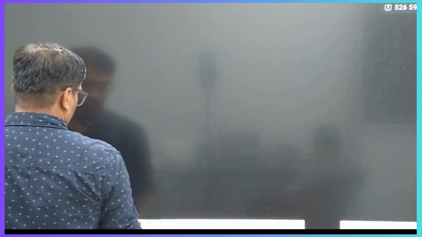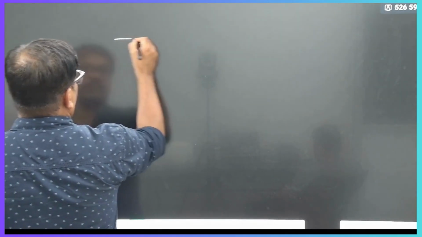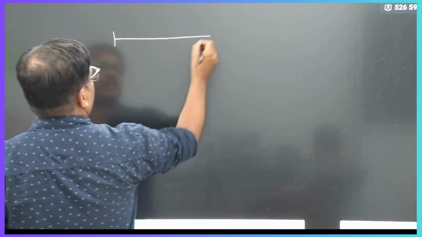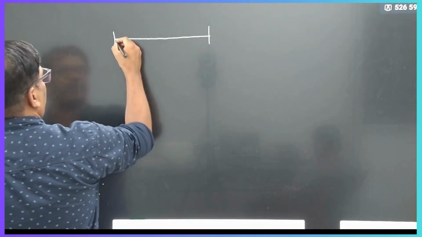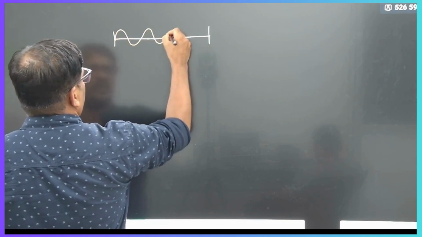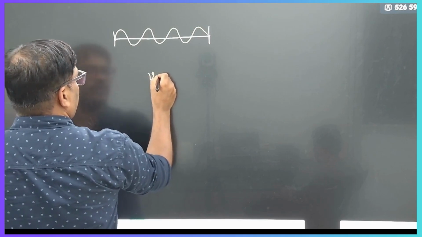Now, there is a string. The string is tight. Therefore, if you disturb it, what will happen? A wave is generated here. This is one wave. Clear? What will be the speed of the wave? Speed of the transverse wave?